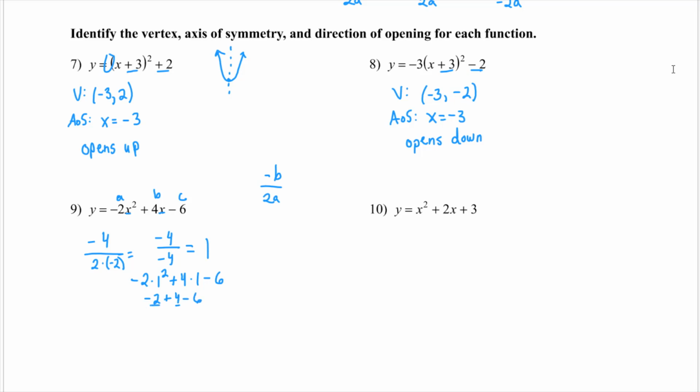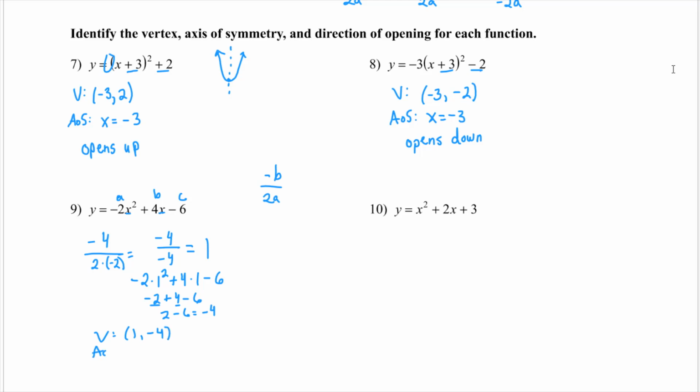This is going to happen every time when you're plugging in to find your vertex. This middle number should be twice as much as your first number, but they should be opposite signs so that you'll always subtract them in some way. -2 plus 4 is 2, and then 2 minus 6 is -4. So our vertex is 1, -4.